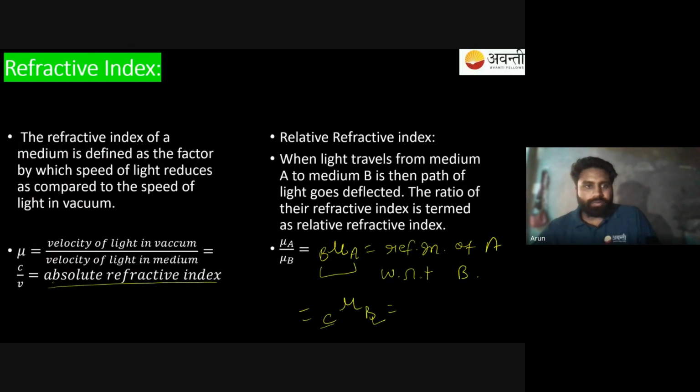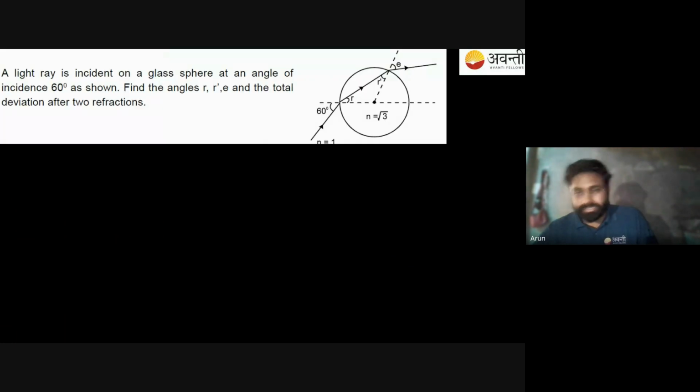Now let's move on to the next topic. We have this question. I am giving you around 30 seconds to solve this question, then I am going to solve it for you. So you guys have 30 seconds. Just try to solve this question. It is based on Snell's law.